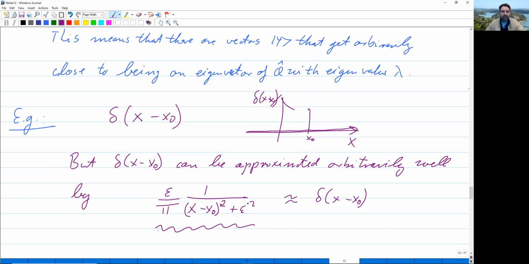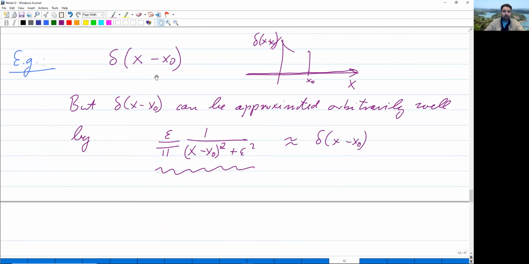This is, in a concrete representation, as we will later see, an instance of having a non-normalizable eigenvector that can be approximated to arbitrary accuracy by actual vectors in the Hilbert space.